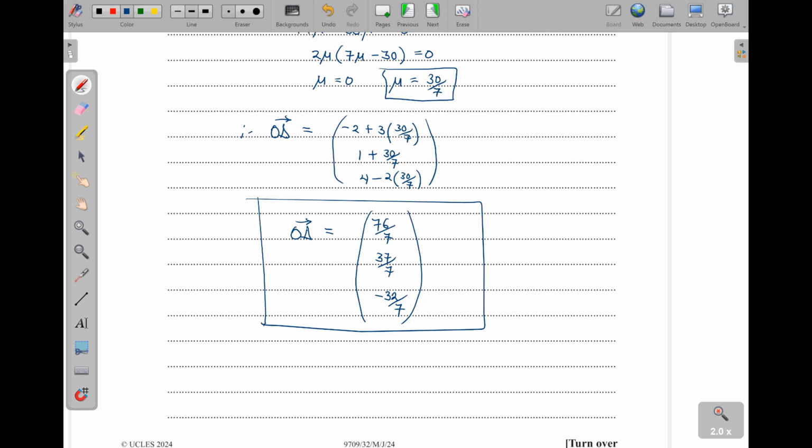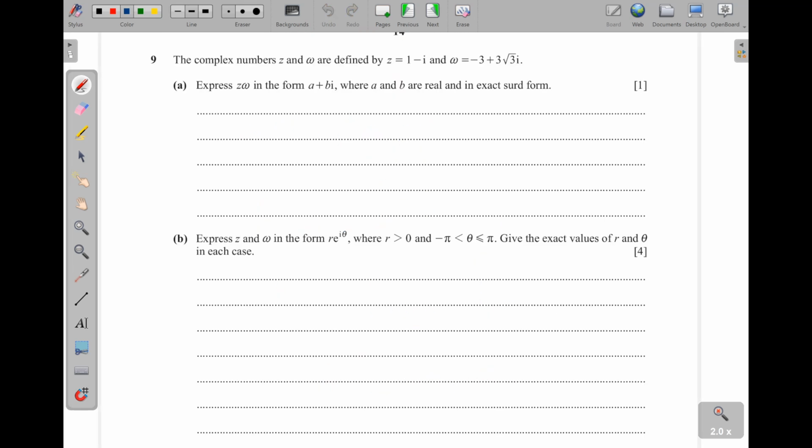If you want, you can write it as 76 over 7 i, then plus 37 over 7 of j, then minus 32 over 7 of k, and then you can say that is your OD. It is also okay. So either this one here or this one, they are all correct.